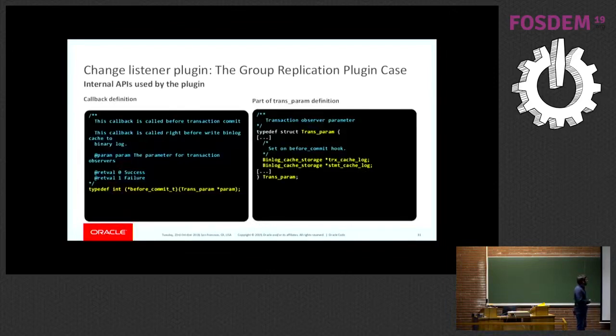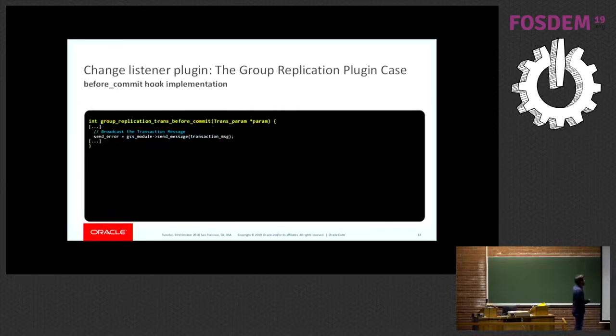And what are the internal APIs for this? If you go into the source code and you look, you'll notice that group replication implements these APIs. The before commit hook, and then the parameter for this callback, which contains these caches that contain the changes. So it gets this notification with the caches, and the group replication plugin can go in, open these caches, learn the changes, and so on and so forth.